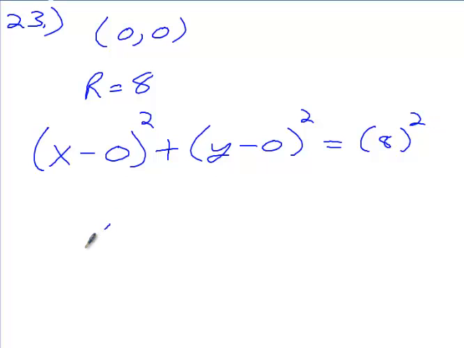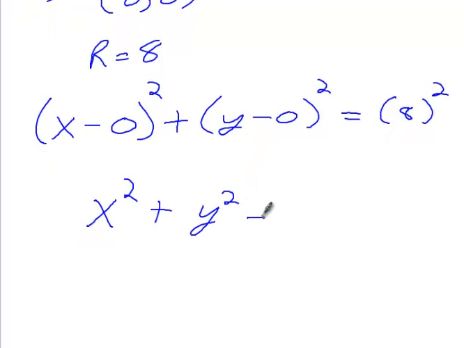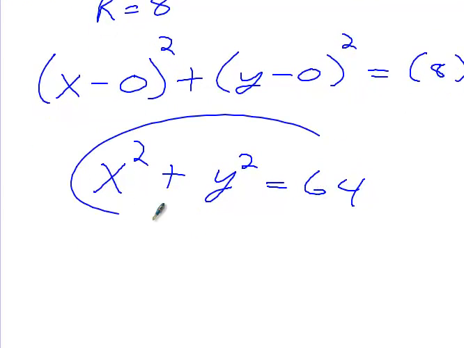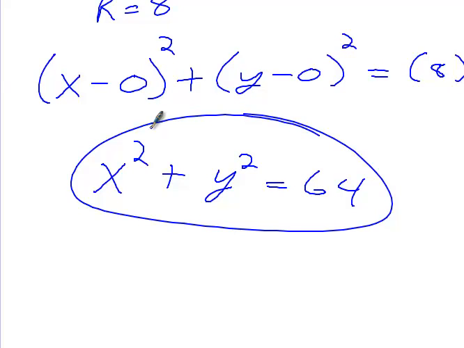X squared is just x squared, right? Y minus 0 is y, so we get y squared, and what's 8 squared? There's the equation of the circle. All right? So the easy way to remember this is that if your center is 0, 0, all you're really doing is just squaring whatever the radius is, and that number is your number for what your equation has to be equal to. All right?